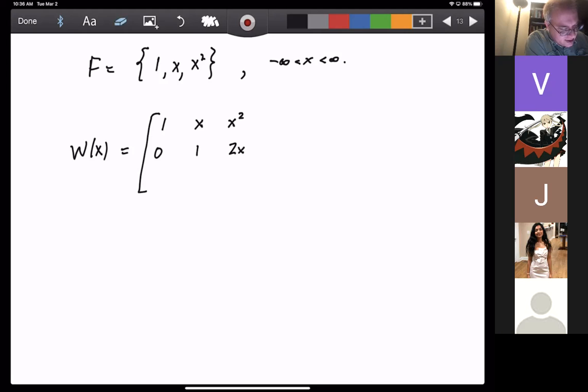And then we get the next row by differentiating with respect to x again. And we stop when we have the same number of rows and columns. Okay, so when we have a square matrix.